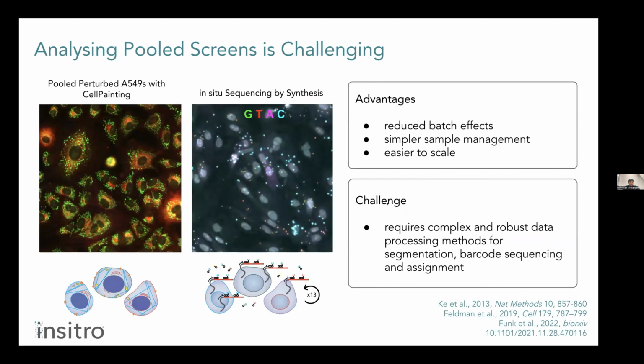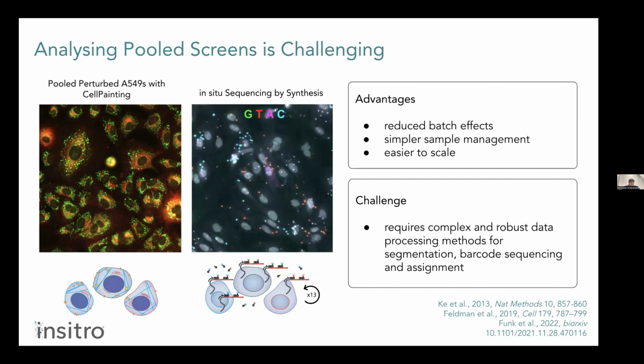Here's an example image from a pooled optical screen on A549 cells, where on the left, we have a cell painting image of the cells, and on the right, we have images of the in situ sequencing by synthesis methodology. The image on the right shows base calls observed over multiple cycles of sequencing to construct a barcode per cell that we can then use to obtain the identity of the genetic perturbation that was added into the cell. So each dot here corresponds to a barcode that's observed over multiple cycles, and each color shows whether it's A or T or G or C, very similar to how genome sequencing is done as well.